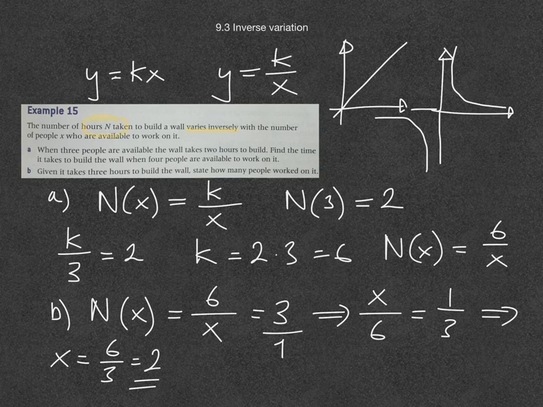So again here, number of hours, n, varies with the number of people, x. So here you should interpret this as, okay, using the n as the function value and the x as the variable. And then the next step is to set it up as an equation. Set up the relationship between the two variables that you're given.